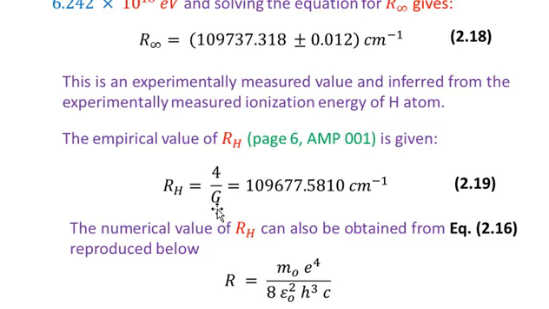If you substitute the value of G from the Balmer formula, you will find this expression, which is 109677.5810 centimeter inverse, as shown in equation number 19. So we have two values of the Rydberg constant: one obtained experimentally, given in equation number 18 using the ionization energy of the hydrogen atom, and the other obtained empirically using the constant G of the Balmer series formula. So we have two values of RH, the Rydberg constant, and you can see that there is a small difference between the two values.